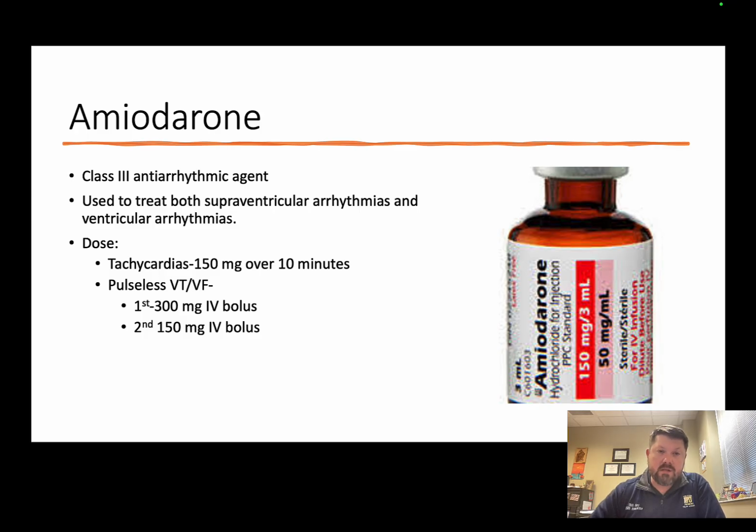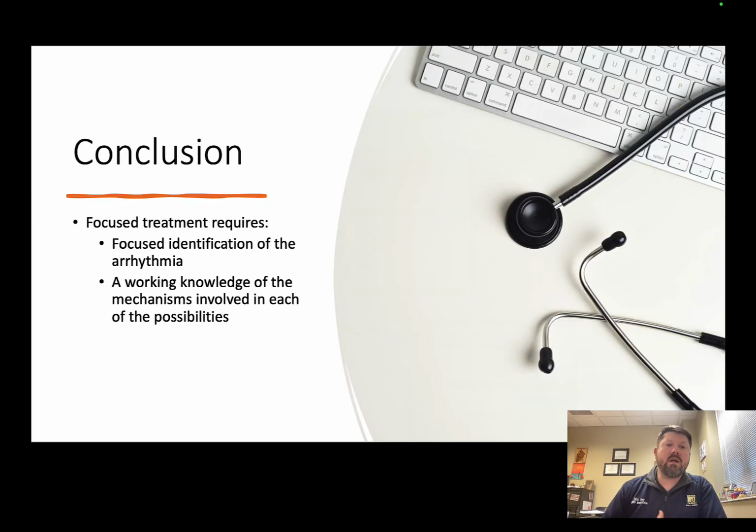Notice here, your dosage is different than on your cardiac arrest algorithm. Your dosage for tachycardia with a pulse for amiodarone is a 150 milligram infusion bolus over 10 minutes. So you should focus treatment on your narrow complex SVTs. You should focus on identification of the arrhythmia and understand whether this patient is hemodynamically stable or unstable. Understanding the mechanisms involved will help you to identify these SVTs and to further treat your patient.